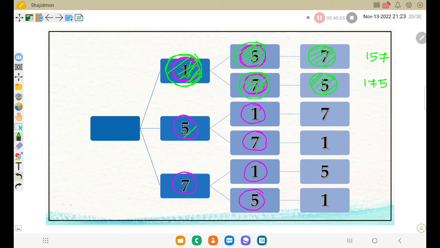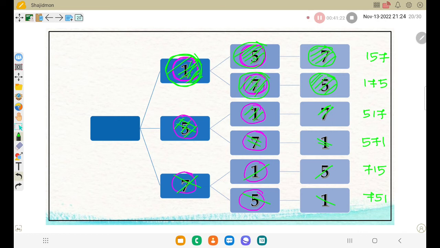Now what is the next option? 5, 1 and 7, correct? 5, 1, 7. Then 5, 7, 1, correct? Now what is the next option? 7, 1, 5. What is the next option? 7, 5 and 1. So how many options are we getting? 6 options we are getting.